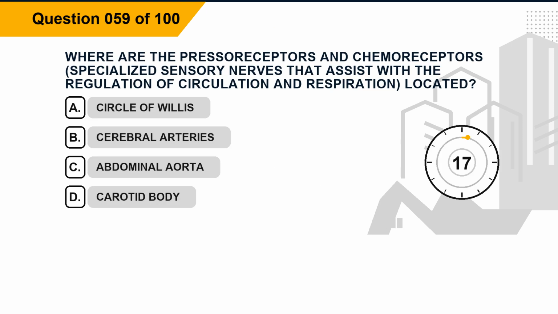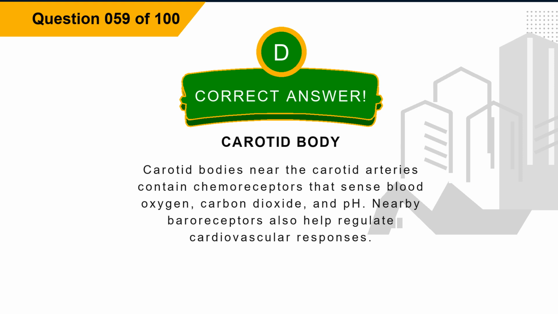Question 59. Where are the pressoreceptors and chemoreceptors, specialized sensory nerves that assist with the regulation of circulation and respiration, located? Option A, circle of Willis. Option B, cerebral arteries. Option C, abdominal aorta. Option D, carotid body. The correct answer is option D, carotid body. Explanation: carotid bodies near the carotid arteries contain chemoreceptors that sense blood oxygen, carbon dioxide, and pH. Nearby baroreceptors also help regulate cardiovascular responses.